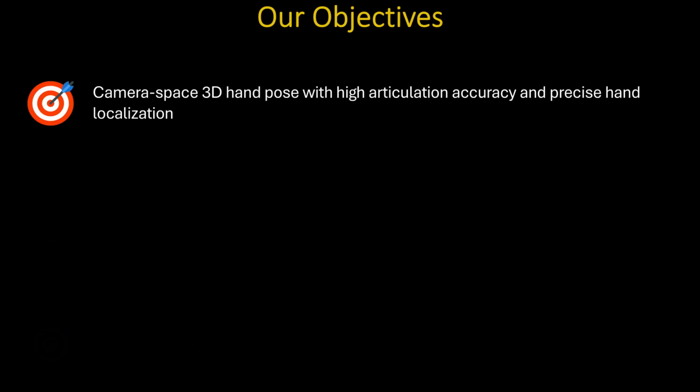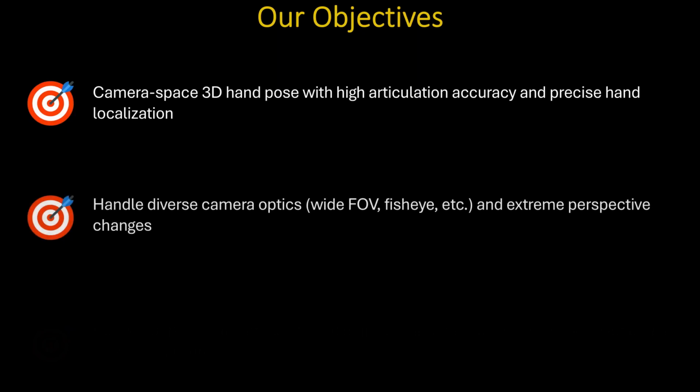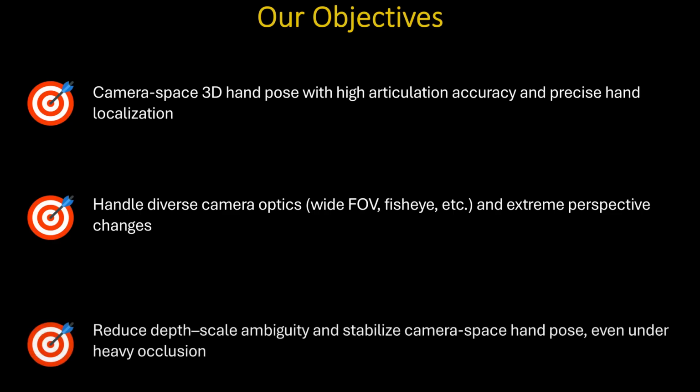Given these limitations of prior work, our objectives are threefold. Achieve accurate camera space 3D hand pose with high articulation accuracy and precise hand localization. Robustly handle diverse camera optics, including wide FOV and fisheye lenses, as well as extreme perspective changes. Reduce depth scale ambiguity and stabilize camera space hand pose, even under heavy occlusion. We compare our method against state-of-the-art approaches on three challenging egocentric datasets, HOT3D, ARCTIC, and H2O, and showcase consistently superior performance in both pose and localization accuracy.